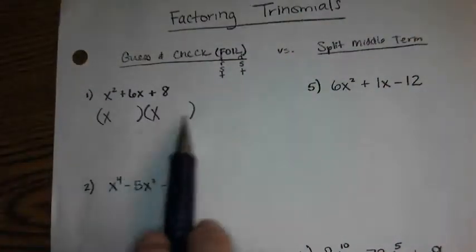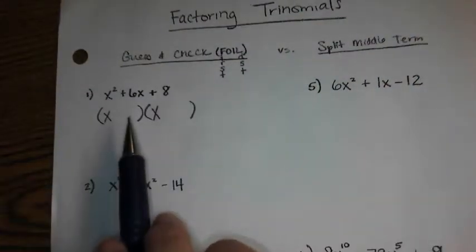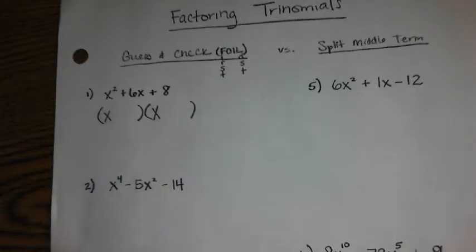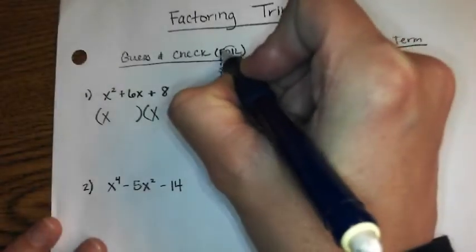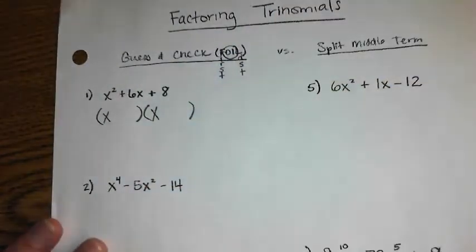So the last two terms have to multiply to get positive 8, which I can't just let you plug in because there's more than one option. It could be positive 1, positive 8. It could be negative 1 times negative 8. It could be 2 times 4. It could be negative 2 times negative 4. So of those four possibilities, we have to find the right combo so that the O and the I works out.